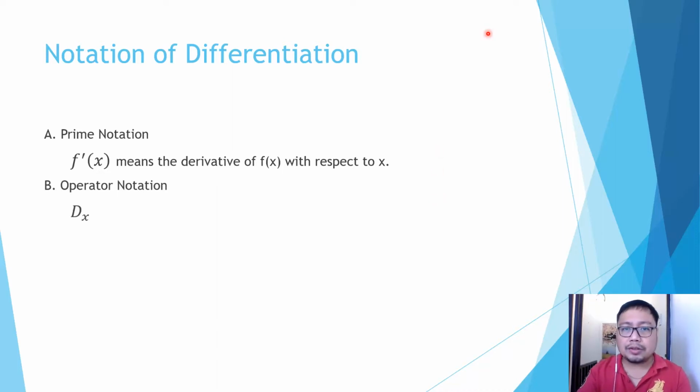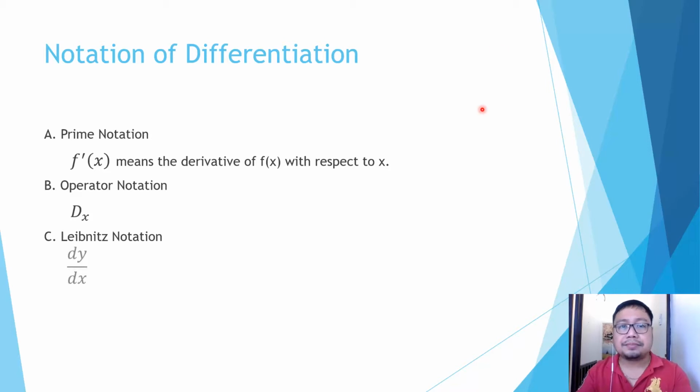The operator dx is applied to a function in order to perform differentiation. Another commonly used notation was developed by Leibniz and is accordingly called the Leibniz notation. With this notation, if y equals f of x, then the derivative of y with respect to x can be written as dy dx, not dy over dx. Clear? Okay.